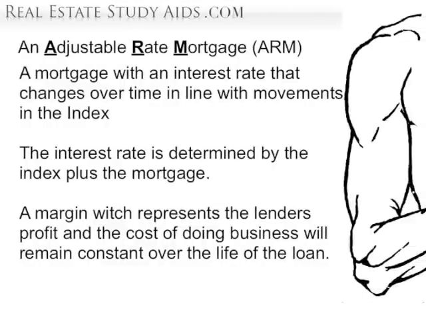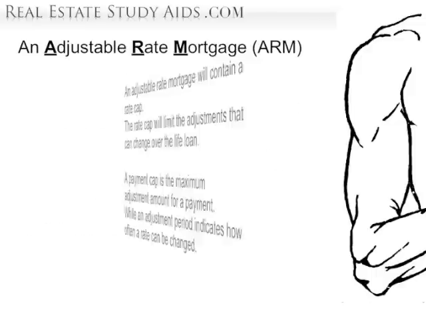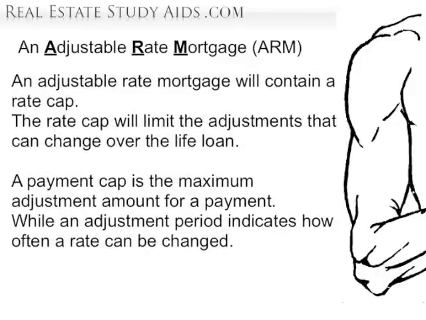An adjustable rate mortgage, more commonly known as an ARM, is a mortgage with an interest rate that changes over time in line with movements in the index. The interest rate is determined by the index plus the margin. A margin, which represents the lender's profit and the cost of doing business, will remain constant over the life of the loan. An adjustable rate mortgage will contain a rate cap.